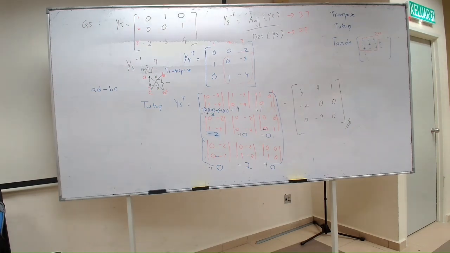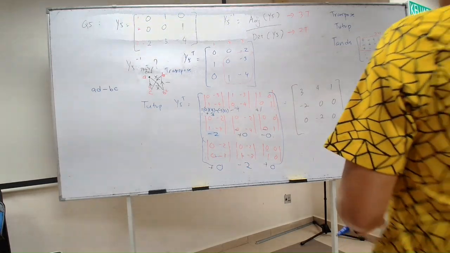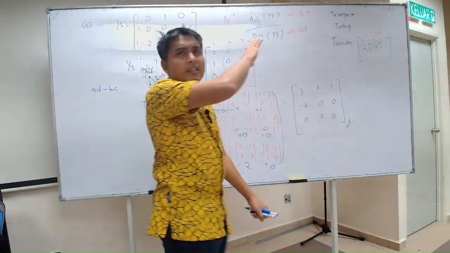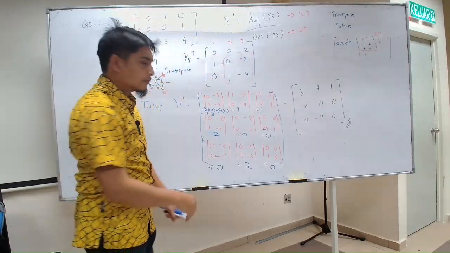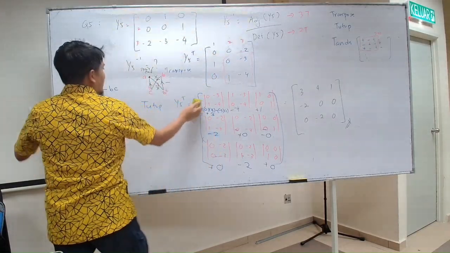Any question regarding the adjoint? Okay, clear? It's actually easy, right? If I give you a 4x4, you can still do it. However, it must have many zeros. If everything has numbers, it's a bit difficult. Can I proceed to the determinant of Y5? Okay.